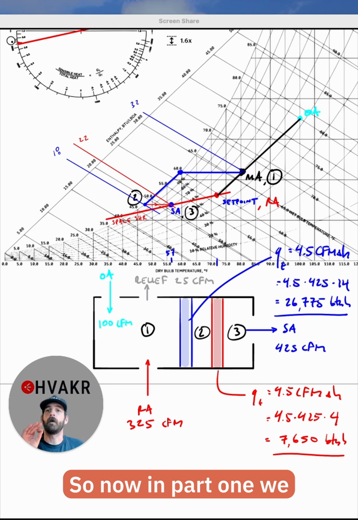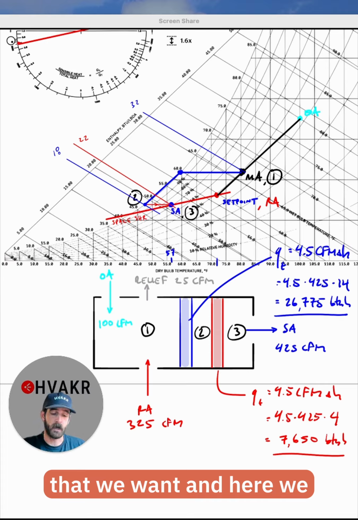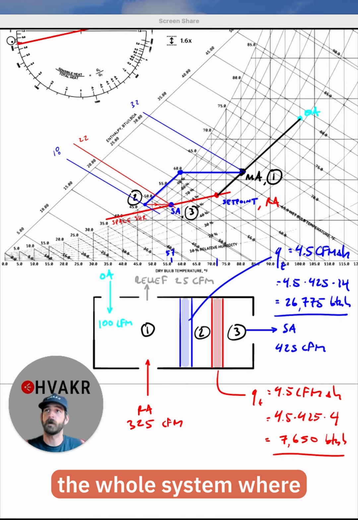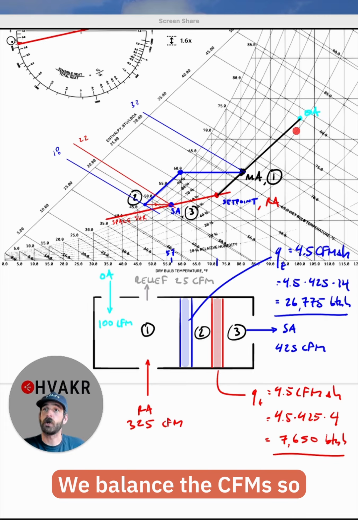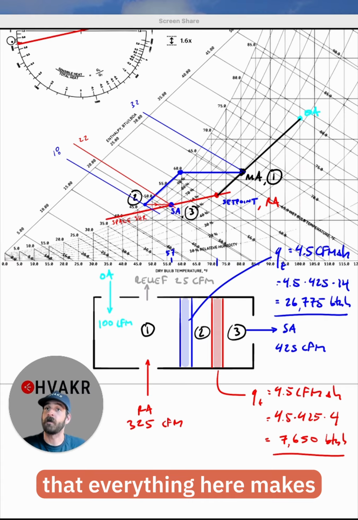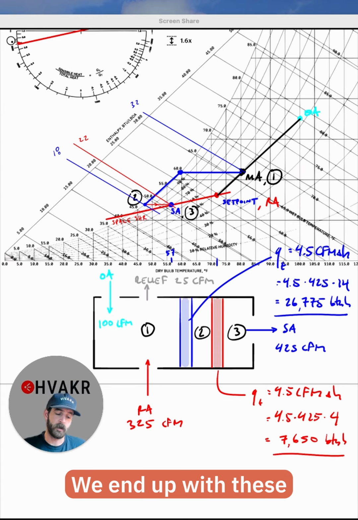So now, in part 1, we determined what is a proper state of supply in order to handle our space sensible heat ratio and actually maintain a set point at the humidity that we want. And here we've looked at the process as a whole, the whole system, where you actually have outside air intake required, which is going to mix with your return. We balance the CFMs so that everything here makes sense, and that informs how we do our air mixing.